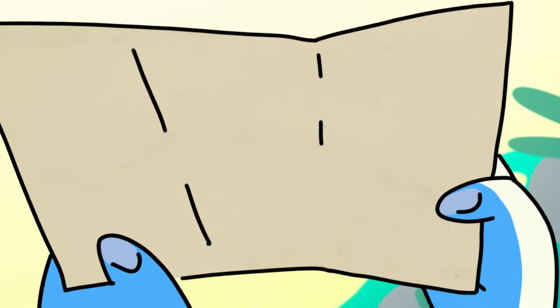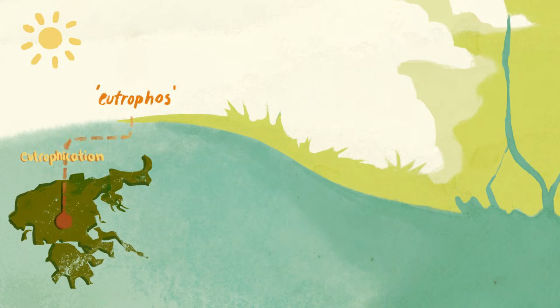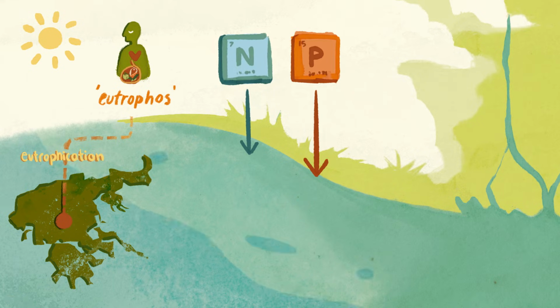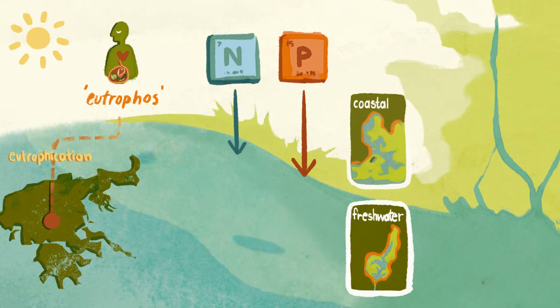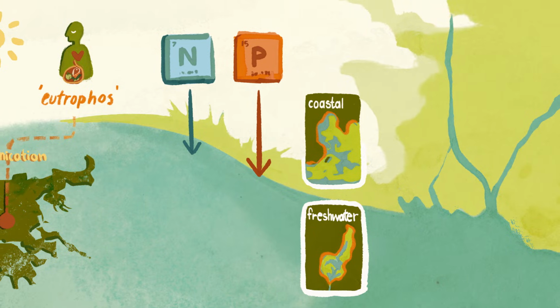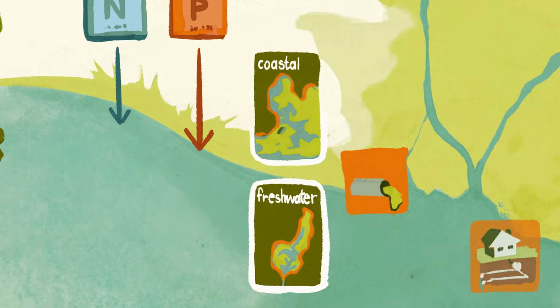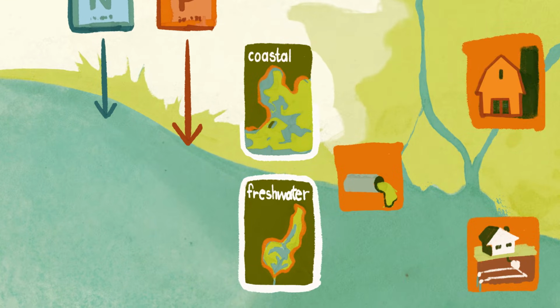To properly understand algae blooms, we first have to understand the process of eutrophication. The term eutrophication comes from the Greek word eutrophos, meaning well-nourished. Eutrophication is the accumulation of nutrients, particularly nitrogen and phosphorus, in freshwater and coastal regions. This can happen naturally or through recent human actions, when nutrients come from sewage, septic systems, agriculture, or industrial wastewater.